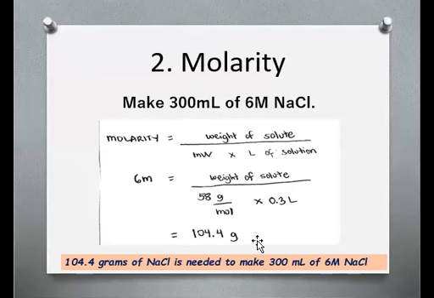Is this the final answer? No. Again, we need to answer this one in sentence form. So you have here 104.4 grams of NaCl is needed to make 300 ml of 6 molar NaCl. Or you can say 104.4 grams of NaCl is added to a solvent to make 300 ml of 6 molar NaCl. Remember, I only use the word solvent, no? Why? Because the problem doesn't state which solvent to use. Okay? Now, let's proceed to molality.